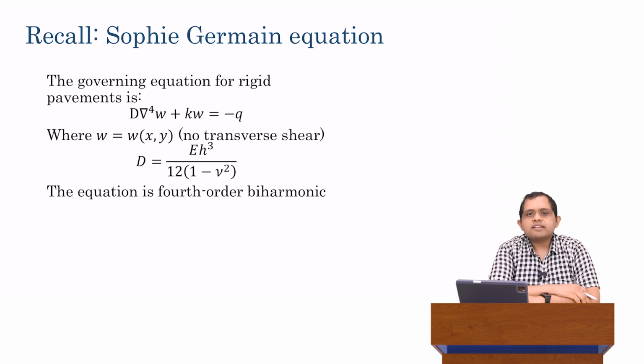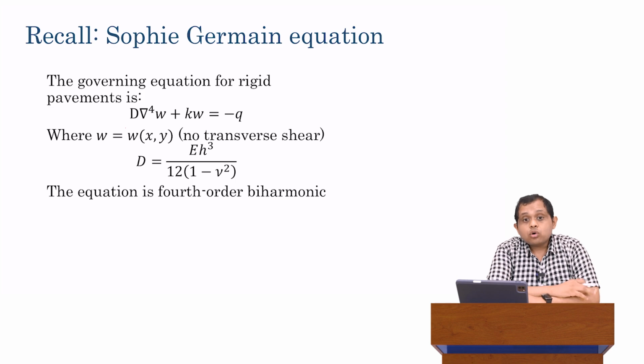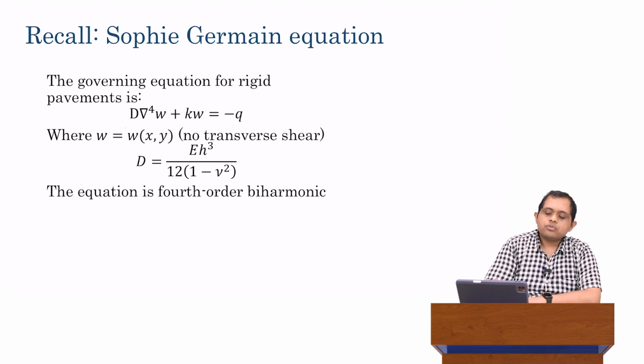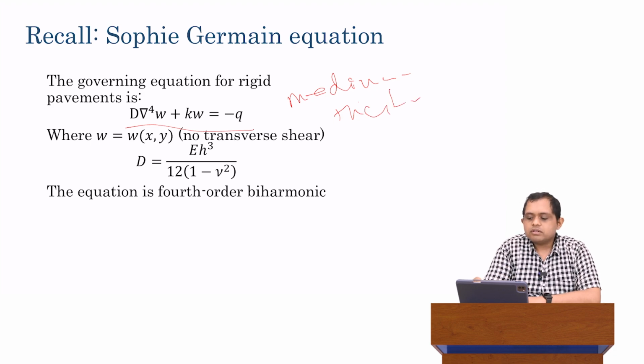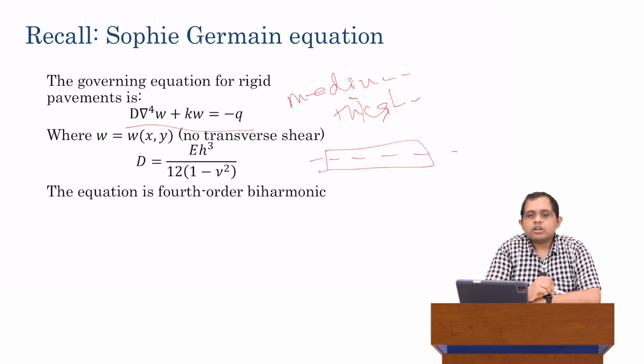But first, as I said, in the finite element method, we are basically solving a differential equation. So let's go back and recall what differential equation we are solving for rigid pavements. Recall, this was the Sophie-Germain equation. This is the equation of a plate, where we assume this is a medium thick plate, and W represents the displacement along the neutral plane. We are only solving this along the neutral plane, with the additional assumption that shear strains are not admissible.